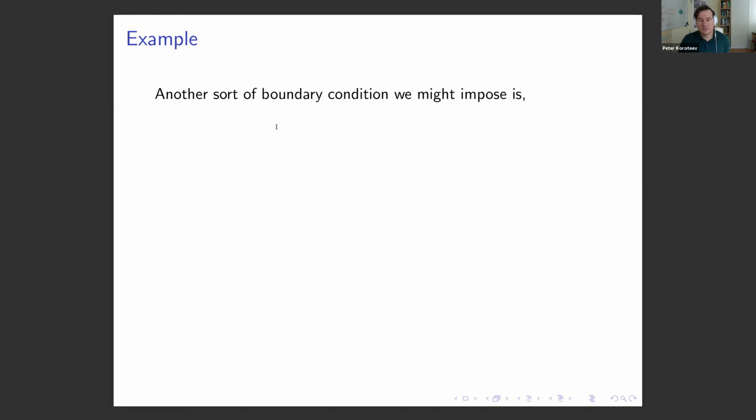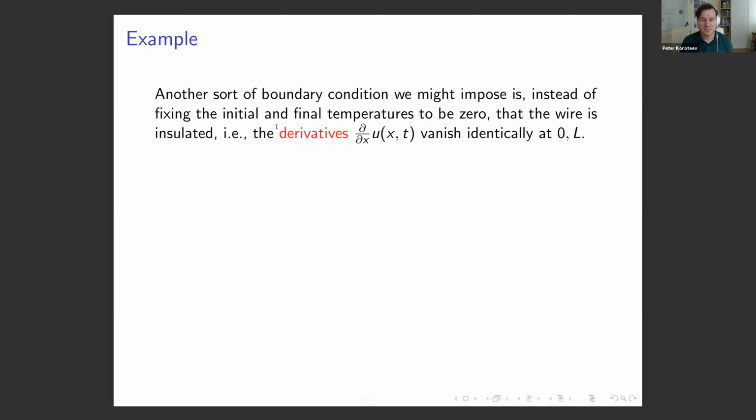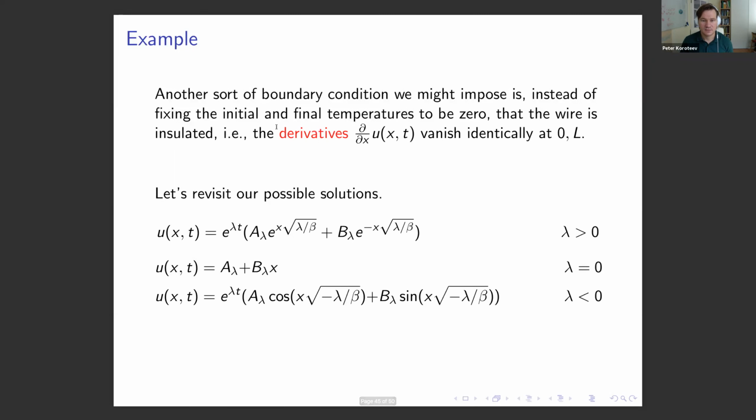Another boundary condition we might impose, instead of fixing the initial and final temperatures to be 0, so that the wire is insulated, is that the derivatives vanish identically at 0 and L. These are the so-called Neumann boundary conditions, as opposed to Dirichlet. So let's revisit our possible solutions, the three cases depending on the sign of lambda. You can try yourself to see which of them satisfy these given boundary conditions.